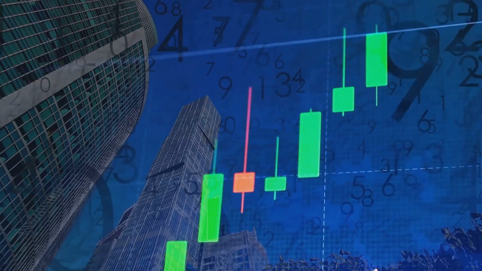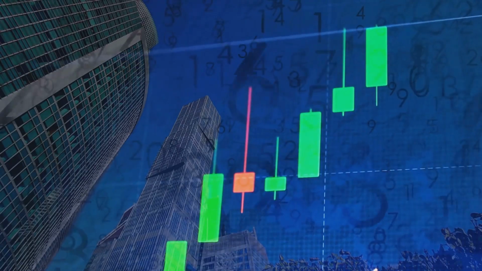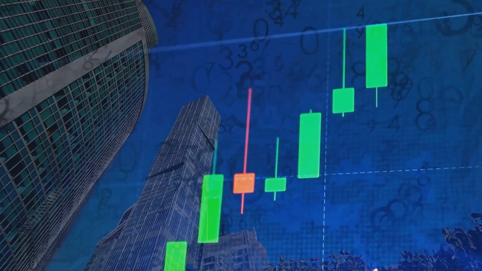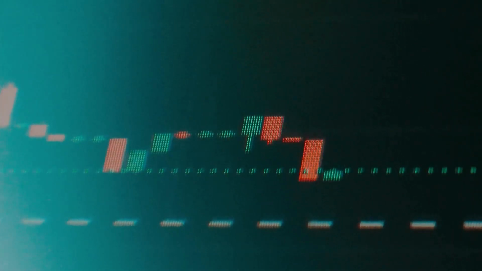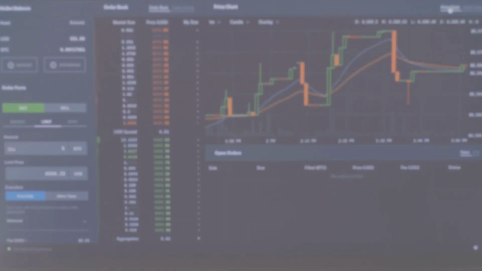This lets you see not just where the price ended but the journey it took, capturing the drama between bullish optimism and bearish pessimism. Every candle is a record of struggle and momentum. With candlesticks, you get the full narrative, not just the final result. You can follow the market's story as it unfolds, candle by candle.